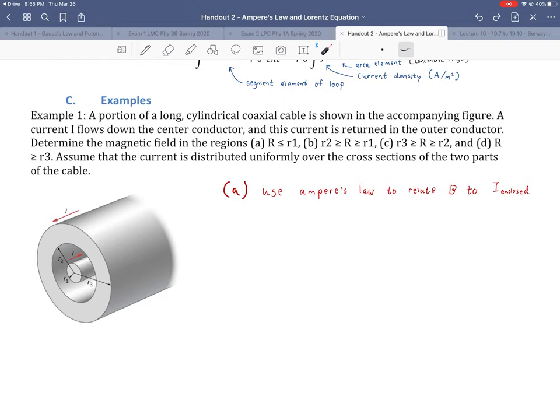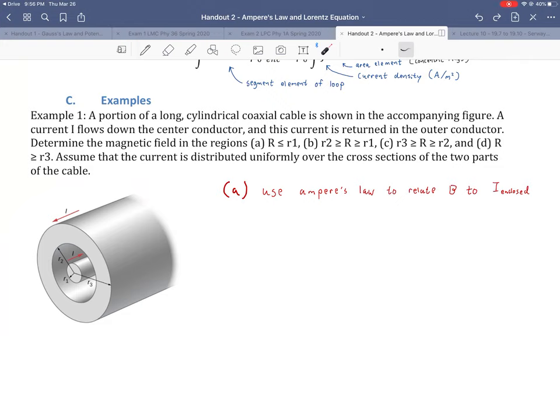A portion of a long cylindrical coaxial cable is shown in the accompanying figure. A current I flows down the center conductor, and this current is returned in the outer conductor. Determine the magnetic field in the regions for R less than R1, so that would be this region here, for R between R2 and R1, so that's anywhere in that region, okay? Then R between R3 and R2, so that's anywhere in this region. And then lastly, R greater than R3, so that's just anywhere out here, okay?